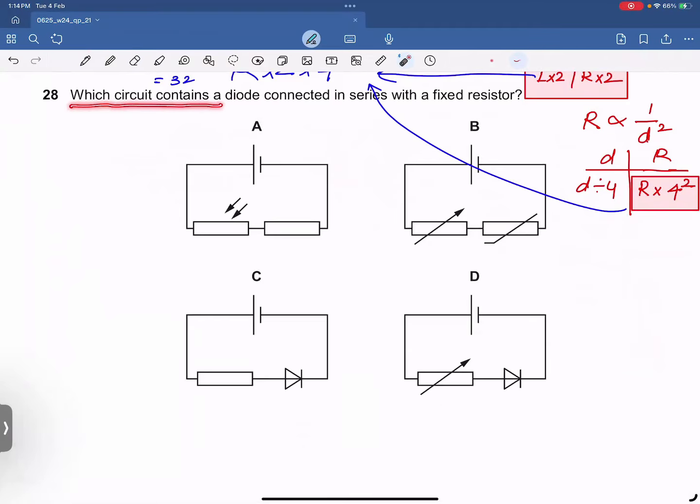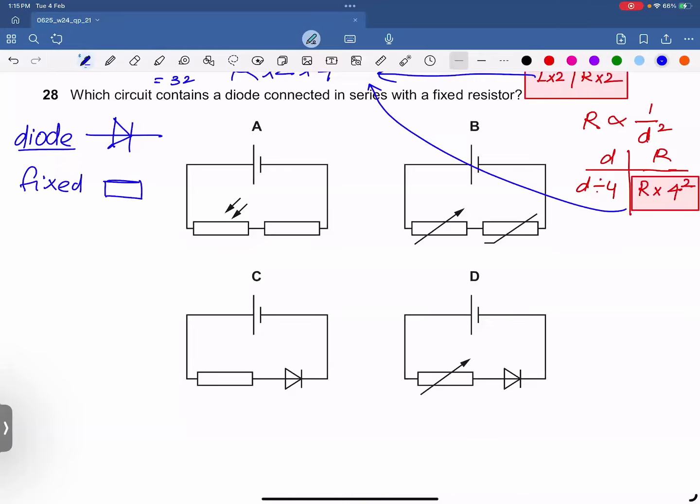Which circuit contains a diode connected in series with a fixed resistor? So first of all, learn, my dear students, the diode symbol is a triangle with a line. The fixed resistor symbol is a rectangle only. So this one is not a diode, it is an LDR. This one is a thermistor.